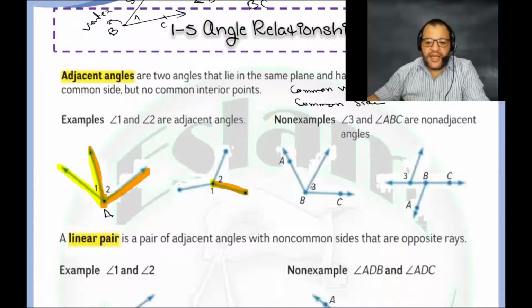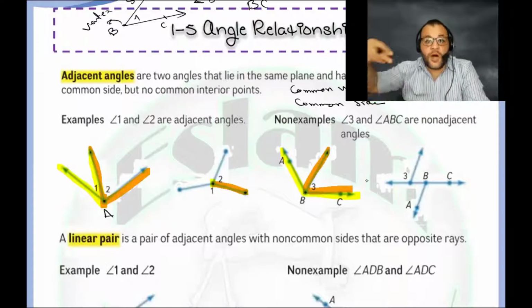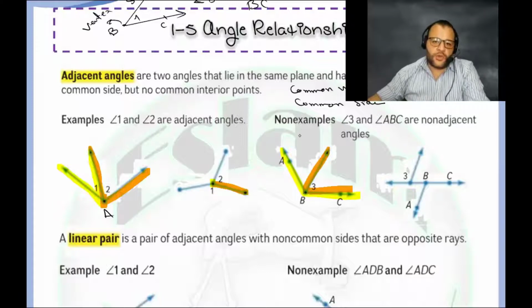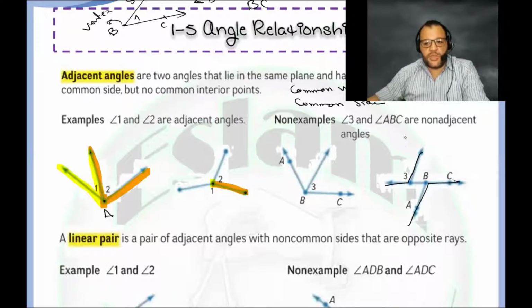But if you look at angle 3 and angle ABC, angle 3 is part of angle ABC. One of them is a part of the other one. That's part and whole, so they are not adjacent angles. Angle 3 and angle ABC do not have a common vertex and a common side in the required way, so they are not adjacent. Okay.